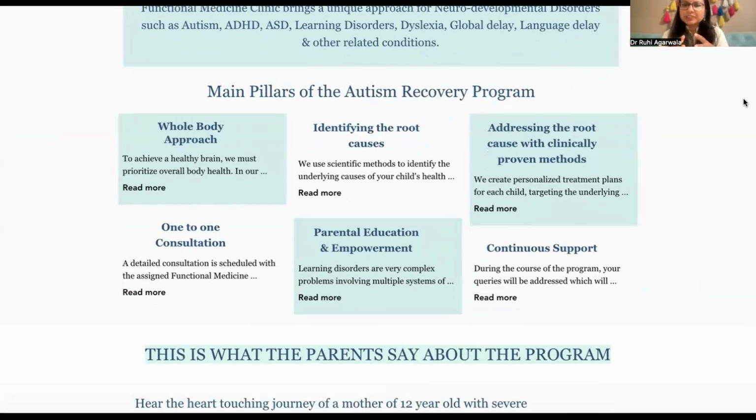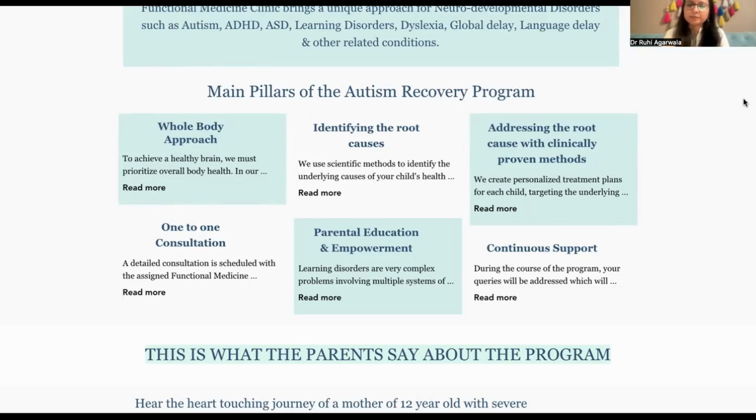So a lot of information is taken with the help of a detailed questionnaire where we want to understand not just about the behavioral issues, but we need to understand what your child's gut health is, what the sleep is like, if there are any allergies, so various things, because everything is so interconnected. The liver health, the gut health, the sleep, the immune system reacting, all of these are so connected.